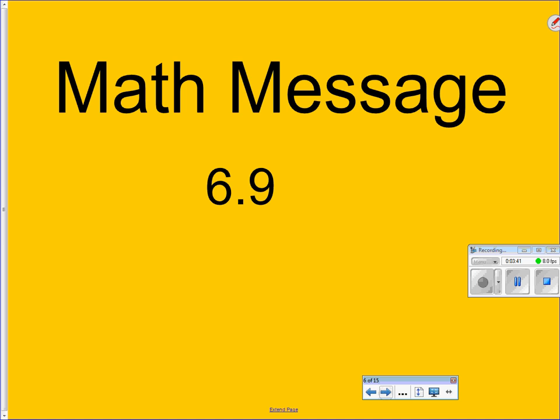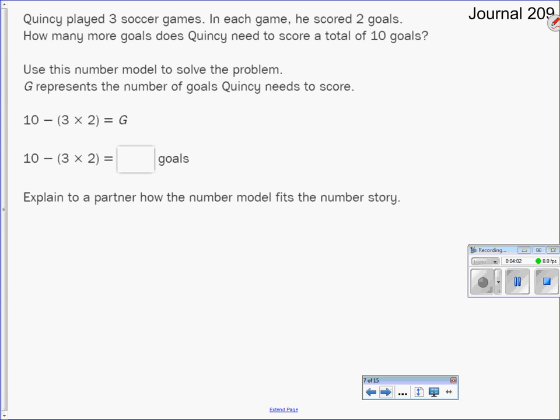All right, so our math message today, we are going to be looking at writing number stories with equations that we are given. So Quincy played 3 soccer games. In each game, he scored 2 goals. How many goals does Quincy need to score a total of 10 goals? Use this number model to solve the problem. G represents the number of goals.